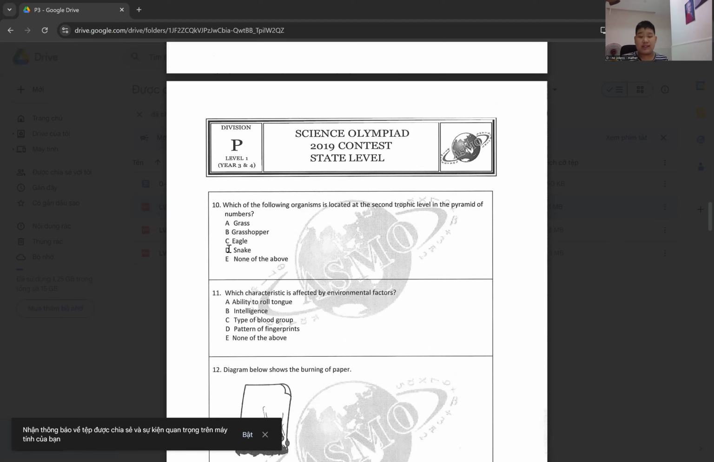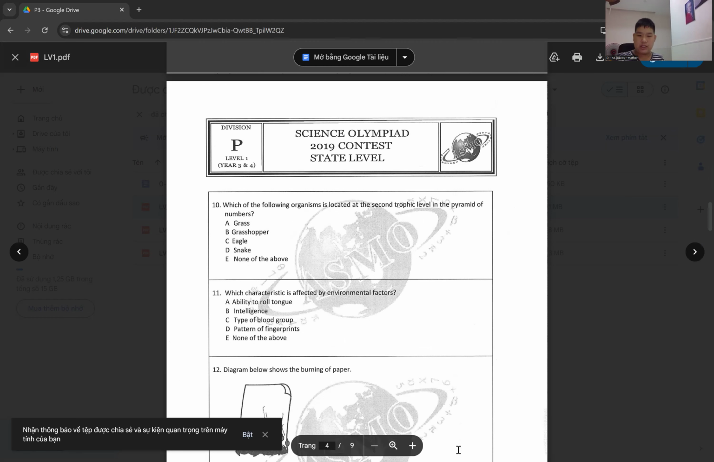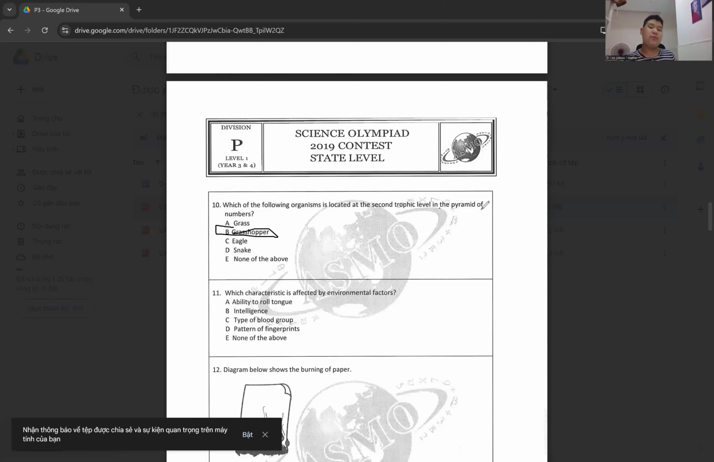Which of the following is located at the second trophic level of the pyramid of numbers? Why are they naming it the pyramid of numbers? I'm confused. It's a grasshopper. So let's break this question down. A pyramid of numbers, which I presume, because I do not understand what it is, is probably a food chain. A food chain is a chain where something gets eaten by something else, and they get eaten by something else. The energy just goes through and through.